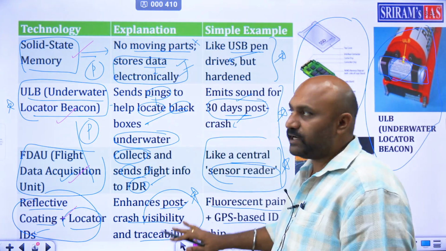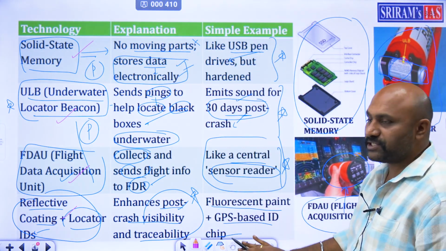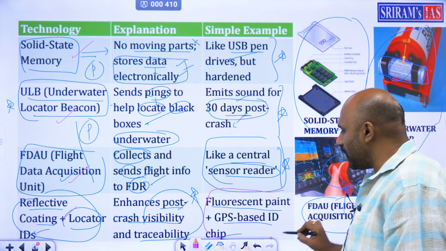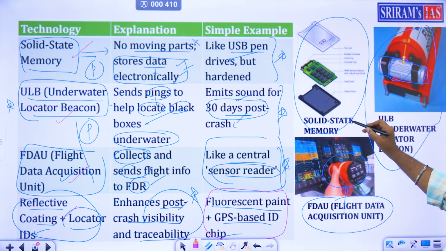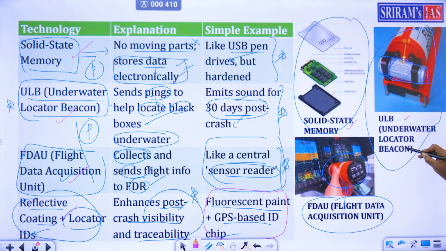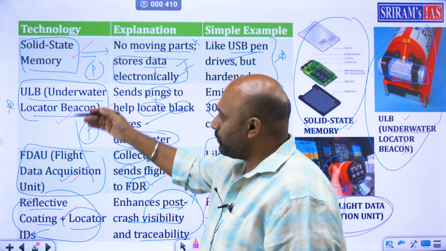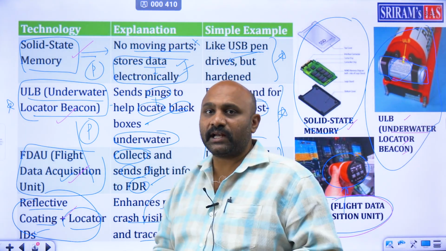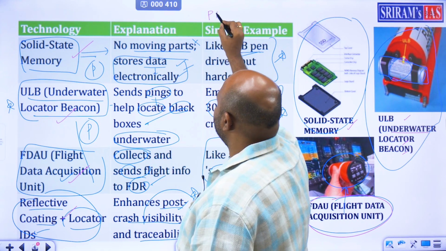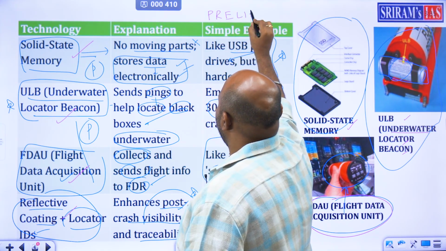Explanations in simple words have been given, and examples have also been clearly mentioned for you to easily understand. And these are all the diagrams: solid state memory chip, ULB underwater locator beacon, and FDAU flight data acquisition unit. So these are all the major points. They are very useful for both prelims and mains. Majorly you can stress on the prelims part. This is how the parts look.